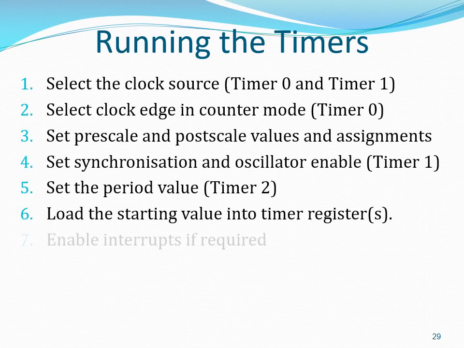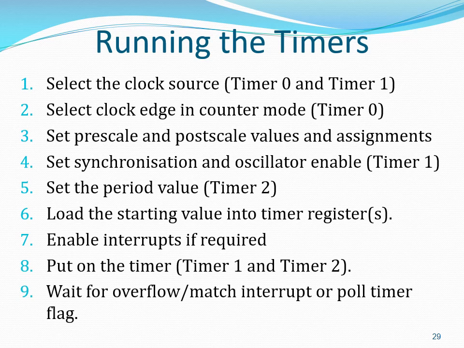Running a timer is basically achieved by writing relevant values to SFRs and the bits associated with the timer. Here is a summary of the steps that are followed when running a timer. Number 1, select the clock source so as to configure the timer in the timing mode or in the counting mode. This is only applicable to timer 0 and timer 1. Number 2, select the clock edge when you are running in the counting mode. This is only applicable to timer 0.